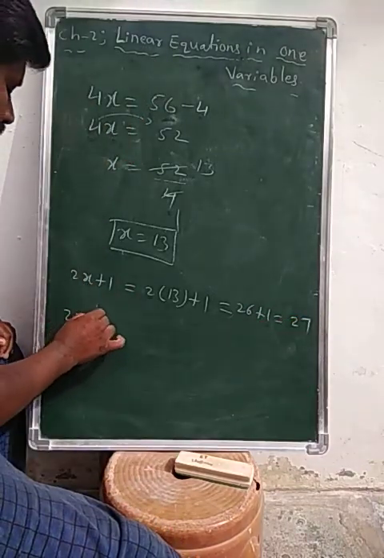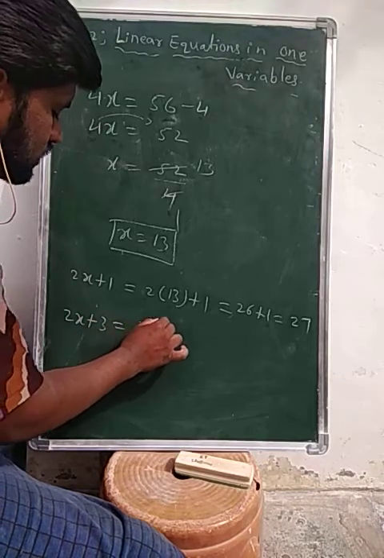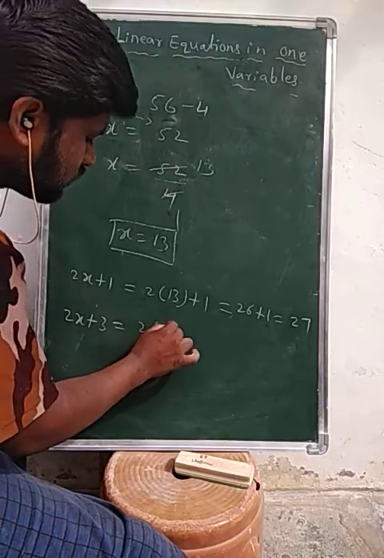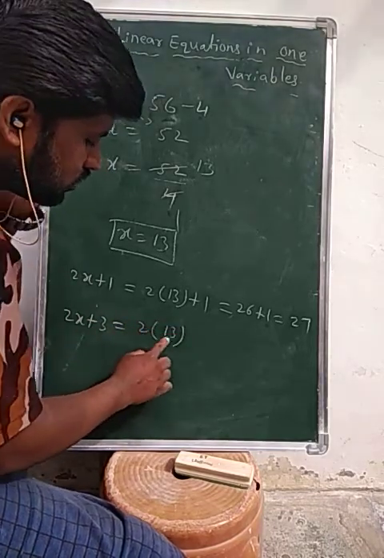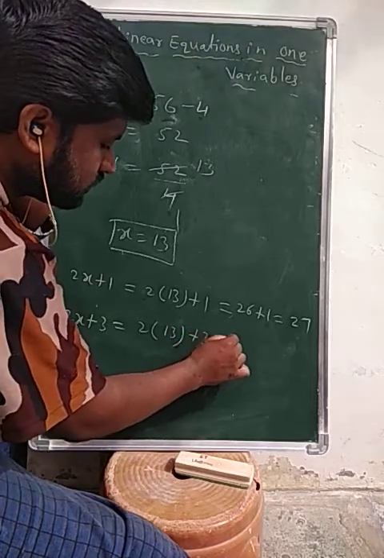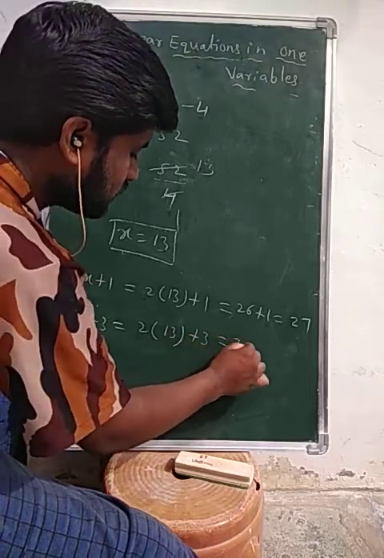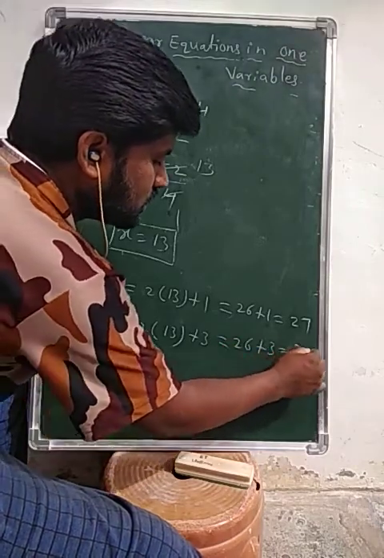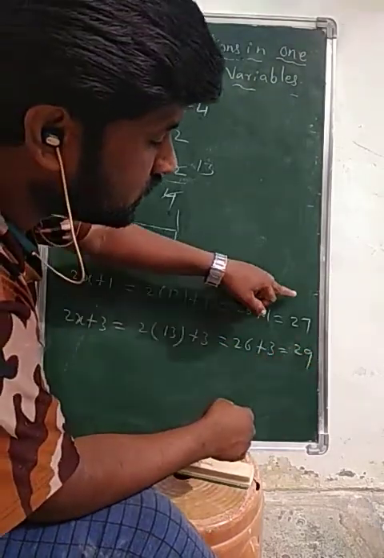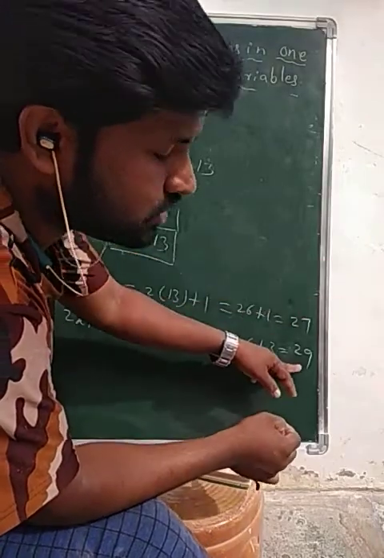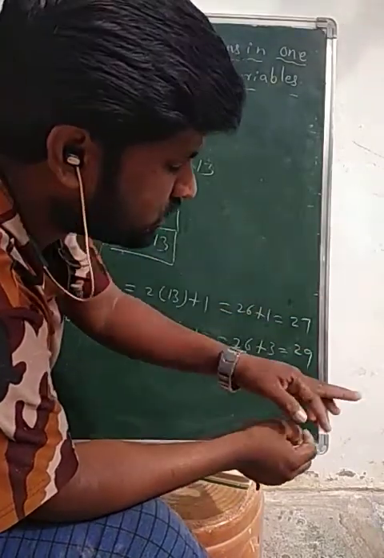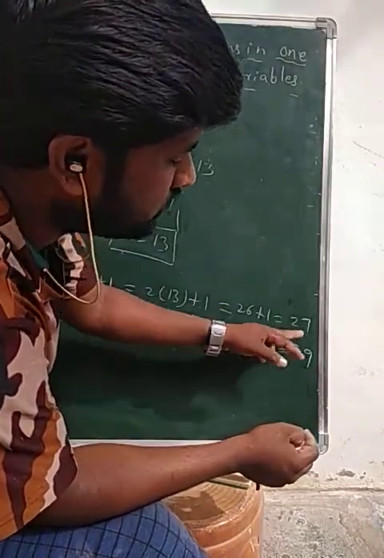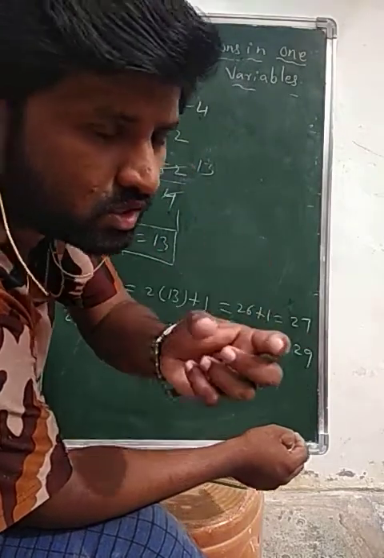And next, 2x plus 3: in place of x I write 13, so 2 of 13 plus 3. 2 13s are 26 plus 3, that is 29. So the next consecutive odd number after 27 is 29 only. 27 and 29 are consecutive odd numbers.